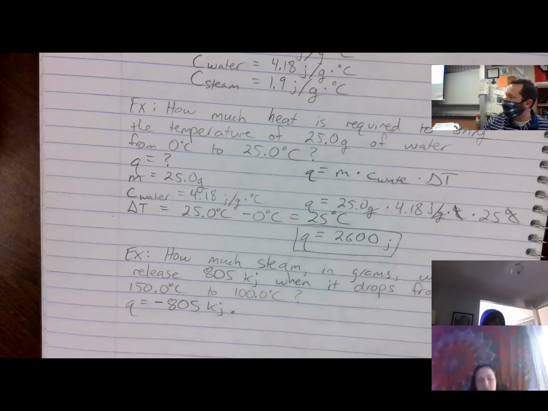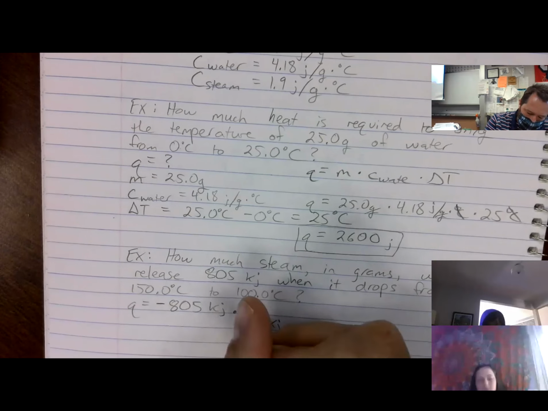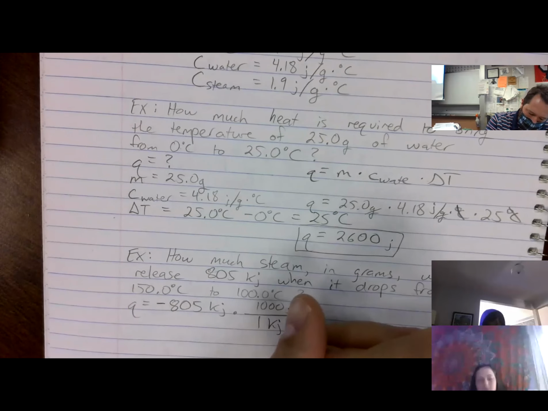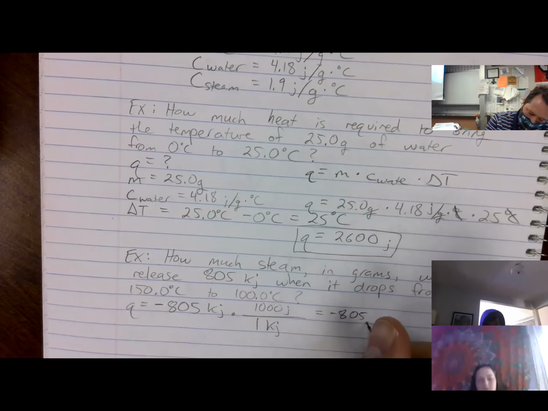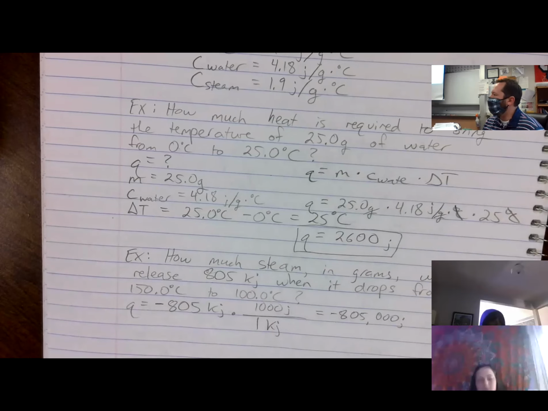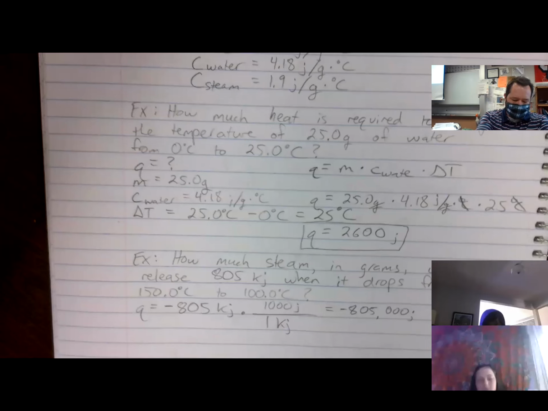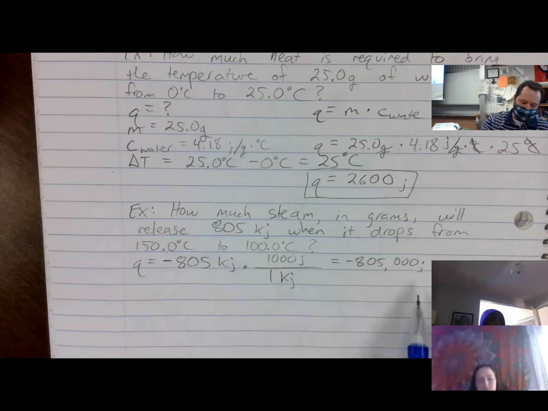We can do that pretty easily. You know how to work with the K. 1 kJ, 1000 J. There's negative 805,000 joules of energy. It sounds like a lot. That's a decent amount. It's not a huge amount. Again, a joule is a very small unit, but negative 805,000 joules.